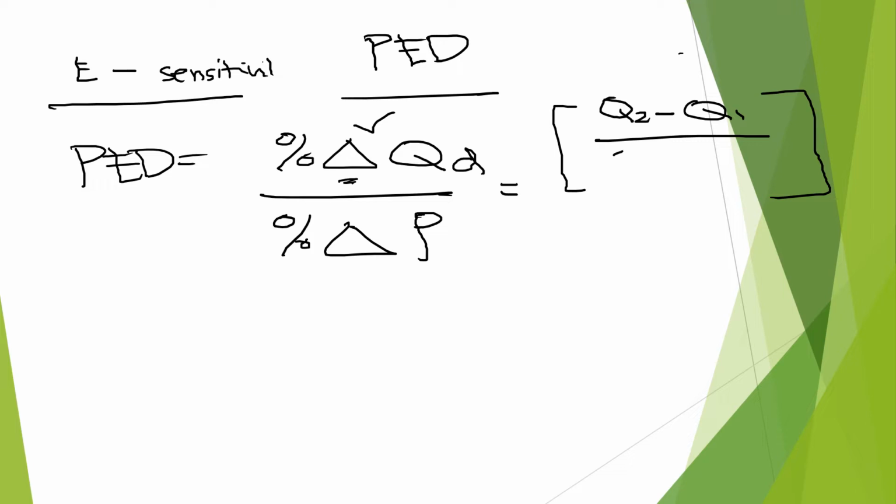So to do that, we will be getting the average of your new and your old quantity. So Q2 plus Q1 divided by 2. So that's the percentage change in quantity demanded.